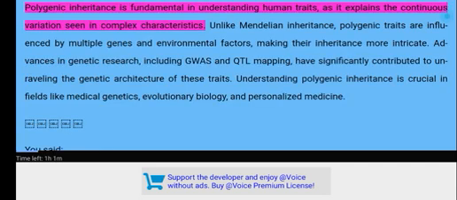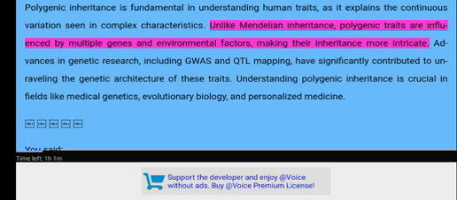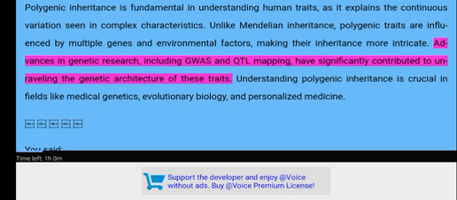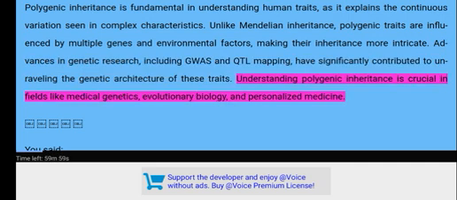Conclusion. Polygenic inheritance is fundamental in understanding human traits, as it explains the continuous variation seen in complex characteristics. Unlike Mendelian inheritance, polygenic traits are influenced by multiple genes and environmental factors, making their inheritance more intricate. Advances in genetic research, including GWAS and QTL mapping, have significantly contributed to unraveling the genetic architecture of these traits. Understanding polygenic inheritance is crucial in fields like medical genetics, evolutionary biology, and personalized medicine.